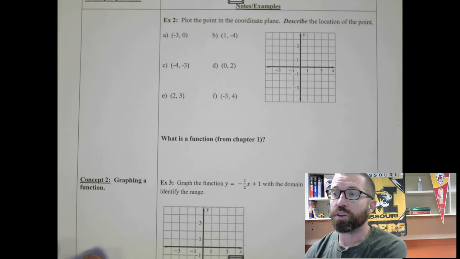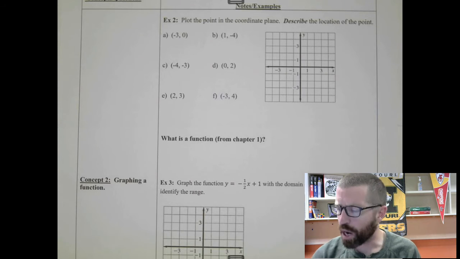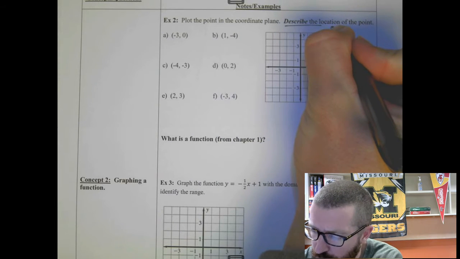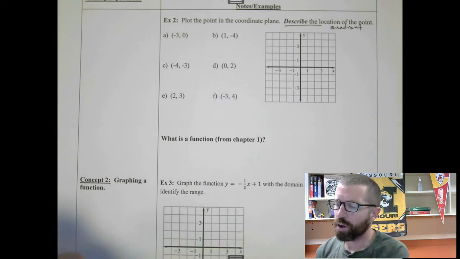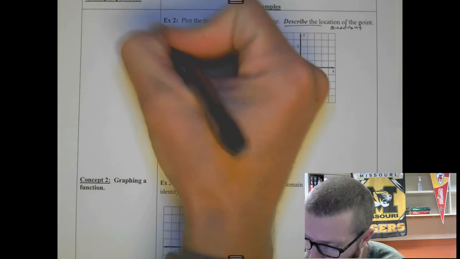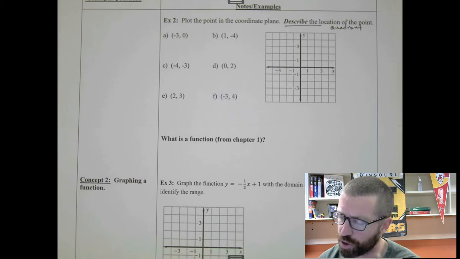Okay, and then go ahead and pause the video and try to plot these. When it says describe the location, that just means name the quadrant. And we're going to label these with the letter. So we'll label these, and typically use a capital letter for a point. So we'll use a capital letter for each of these.